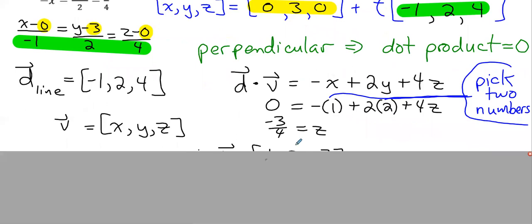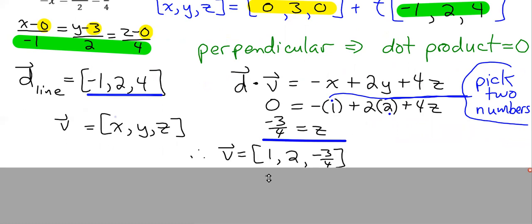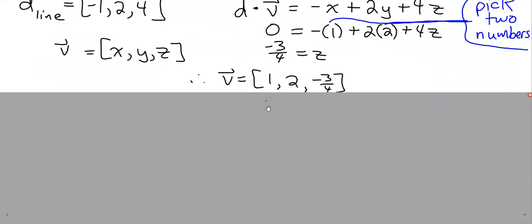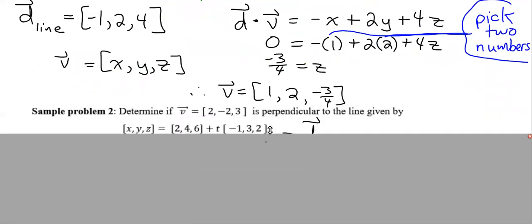So then the vector that you're looking for that's perpendicular to the line would have an x value of 1, a y value of 2, and that would be your z value. And of course, there's going to be an infinite number of possible vectors that are perpendicular to the given vector that you have. Okay. All right, so sample problem 2.